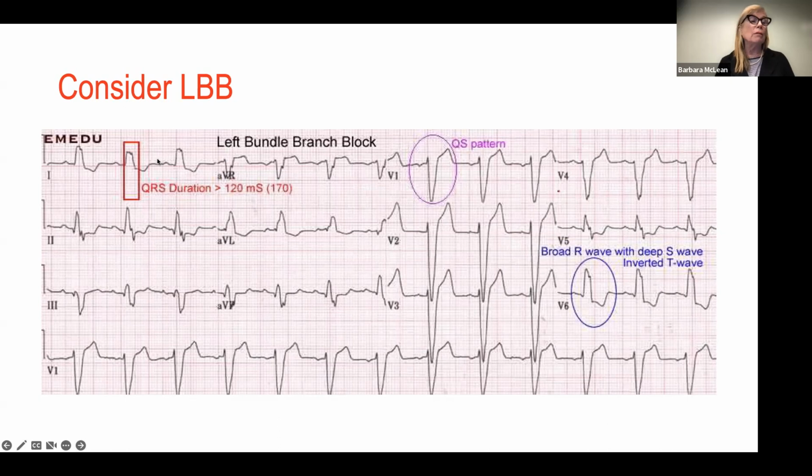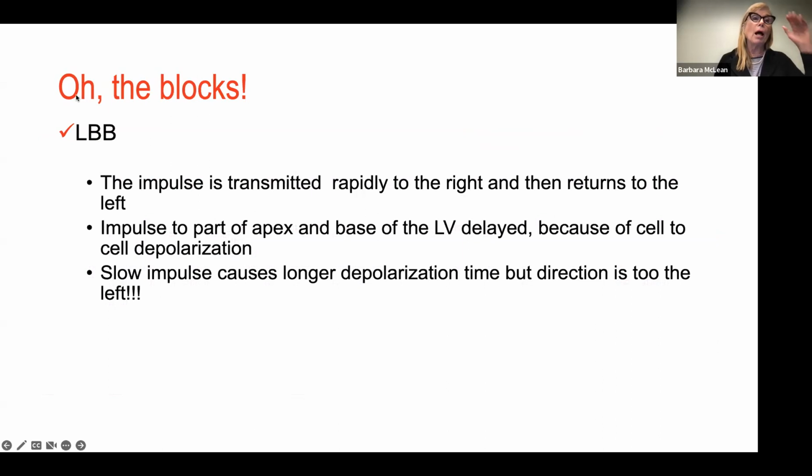I'm going to confirm that by looking at the other left-sided leads. So left-sided leads are 1, AVL, V5, V6, and I see it's all upright and broad, taking lots of time with an inverted T wave. This is a left bundle branch block. Oh, the blocks, the blocks.